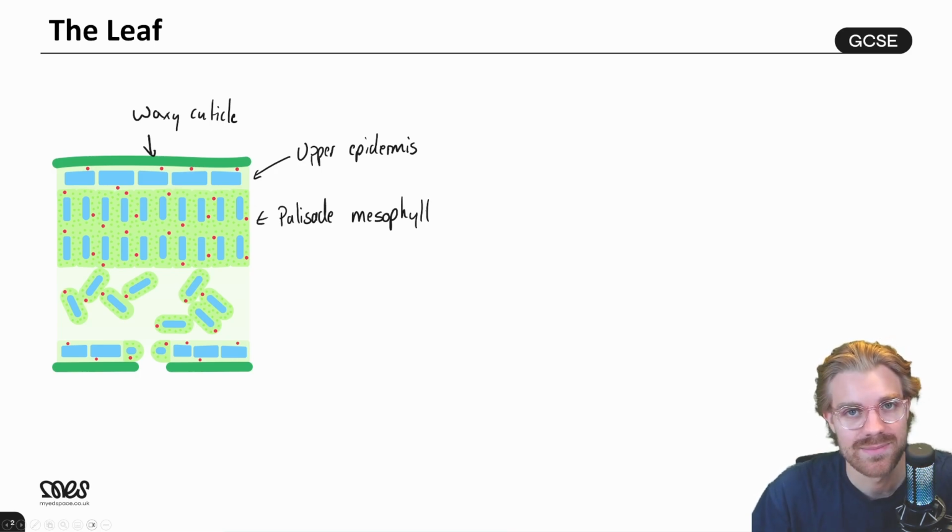So the palisade mesophyll is where the majority of the photosynthesis is taking place within the leaf. The leaf is an organ. It is made up of multiple different tissues, and the purpose of that organ is to photosynthesize.